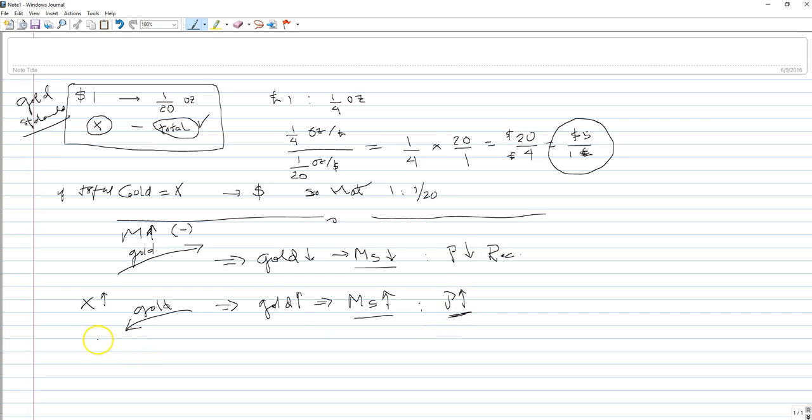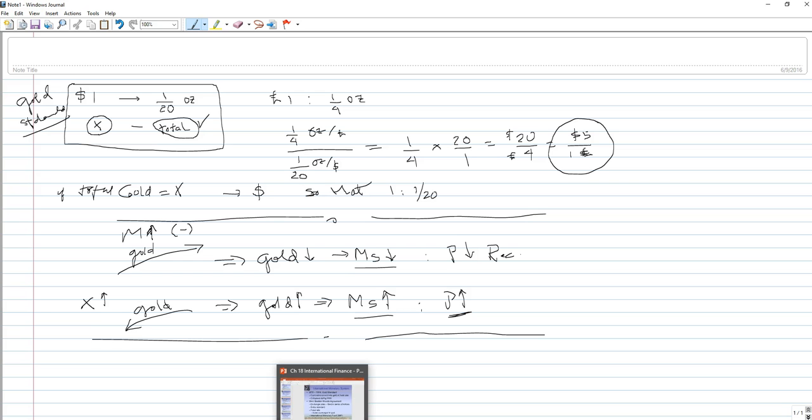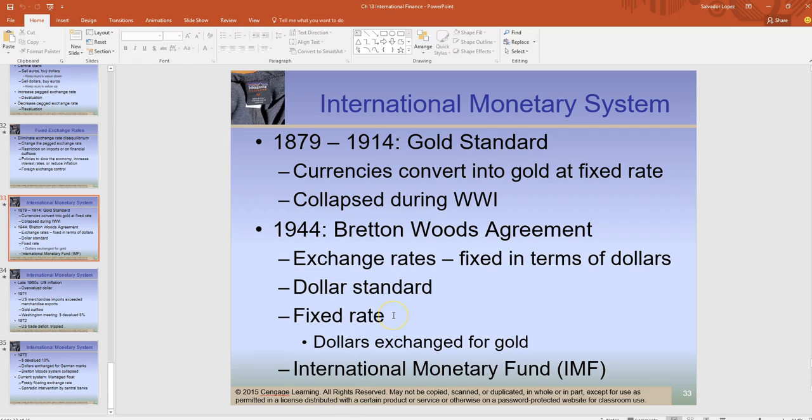So it was not a very good situation, and it caused some problems across countries. And you can read more in the book. So as a result of these problems, the gold standard was abandoned in 1914.